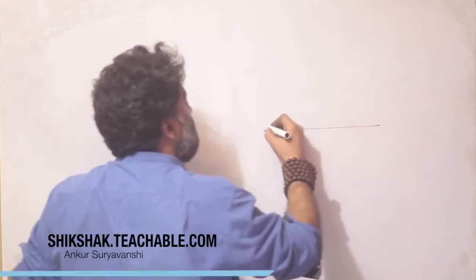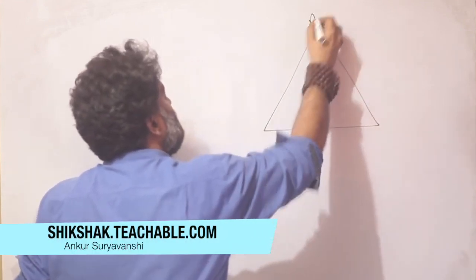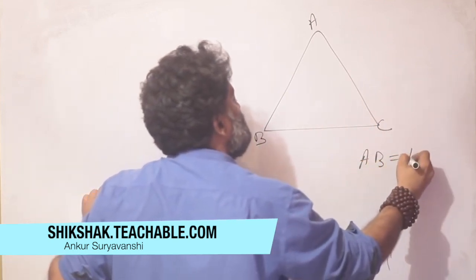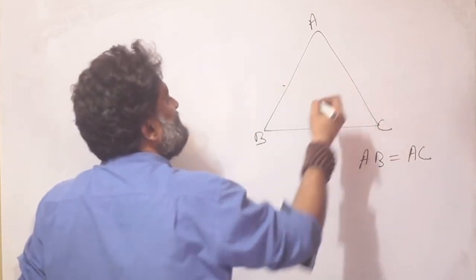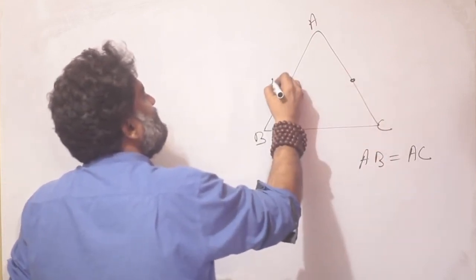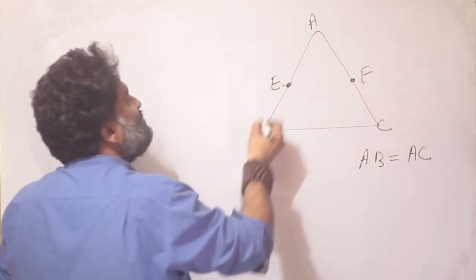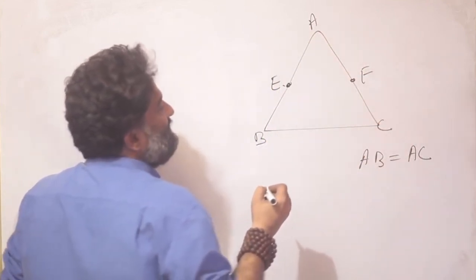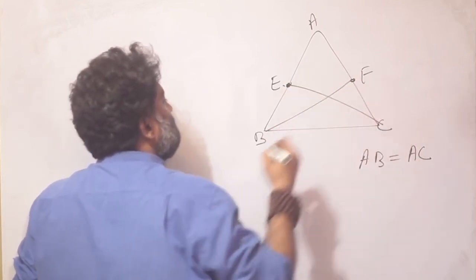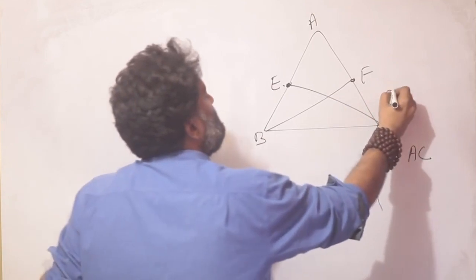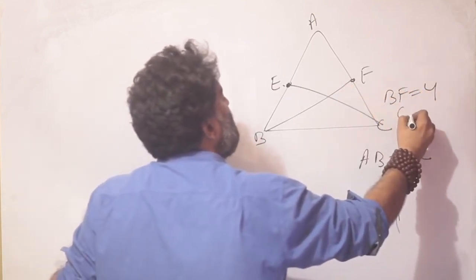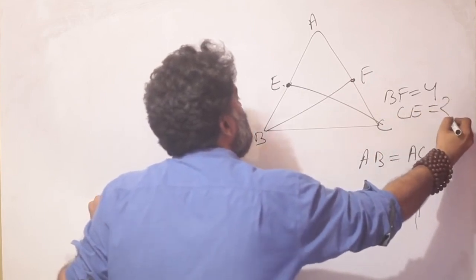So let's try one more problem. There's a triangle ABC. It is given to me that AB is equal to AC. So these two sides are equal to each other. It is also given to me that E and F are midpoints of AB and AC respectively, and they are connected to B and C. And it is given to me that BF is equal to 4 units, and your question is what is the value of CE going to be.